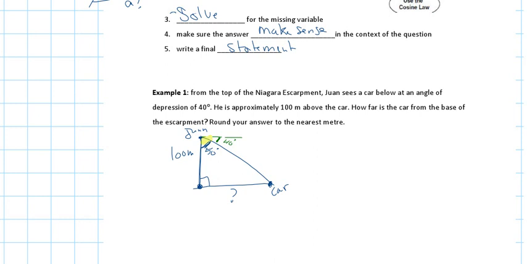The opposite is where the question mark is. The adjacent is the 100 meters. This is the hypotenuse. I don't really care about it because this is not what I'm looking for or the one that's given to me. So with respect to the 50 degrees, this is the opposite, and this is the adjacent, the 100 meters. Which ratio deals with opposite and adjacent? Tan. So then I'm going to use tan.